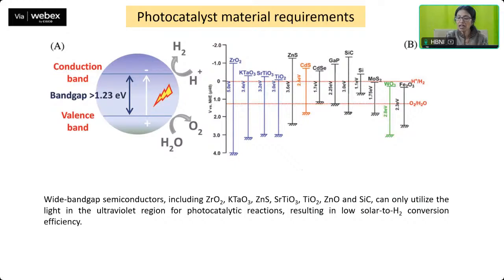And you can see these different photocatalyst materials, where you have the conduction band and the valence band and how these photocatalysts are arranged. So wide band gap semiconductors, like zirconium oxide, potassium tantalate, zinc sulfide, strontium titanate, titanium oxide, zinc oxide, and silicon carbide, utilize only light in the ultraviolet region for photocatalytic reactions. And so they result in low solar to hydrogen conversion efficiency, and that is why they are not preferred that much. What you need is something for which the band gap is not that large. So you can have molybdenum sulfide, for example, cadmium sulfide, cadmium selenide, gallium phosphide. These are better materials compared to that.